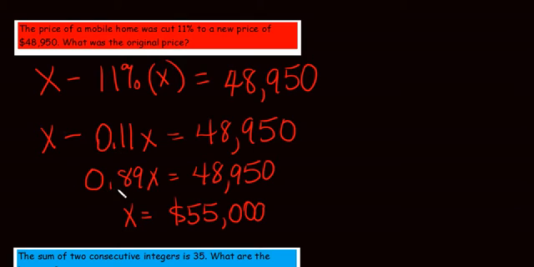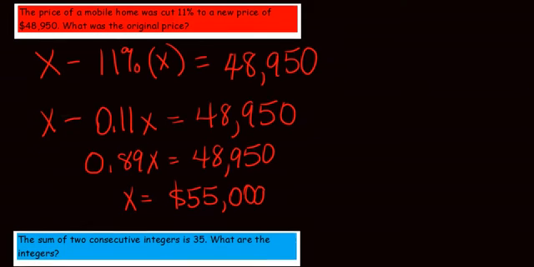I got 0.89x equals this big number. And when I divide by 0.89, I get the original cost as being $55,000. All right, we'll see some like that. We'll work on those together.